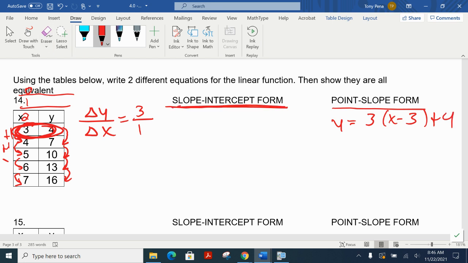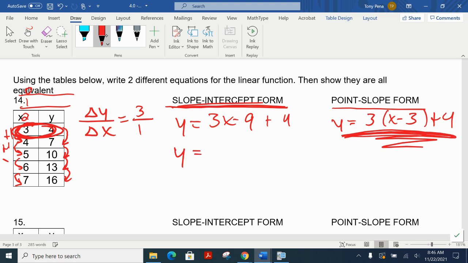And then now what we can do to get slope intercept, just simplify this. So now just come over here. Let's distribute that 3. So 3x minus 9. And then add that 4. Combine those like terms. And then this is our slope intercept form.